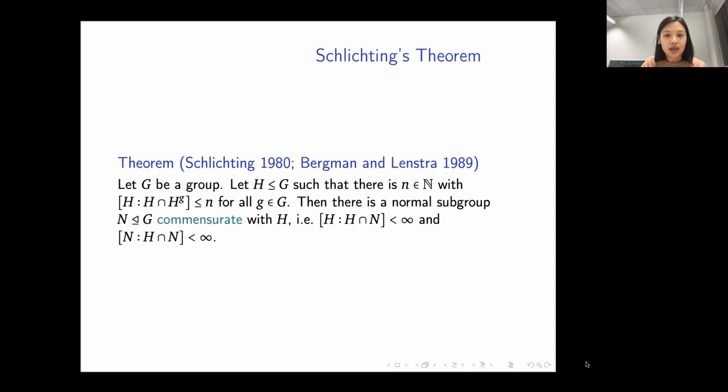So let me state it more precisely. Let G be a group and H be a subgroup of G, such that if you take the conjugate of H under any group element little g in G, then the intersection of H with this conjugate H^g has a bounded index in the original group H. So there is a uniform bound N. Then there is a normal subgroup N that is commensurate with H. Namely, H intersect N has finite index in both H and N.